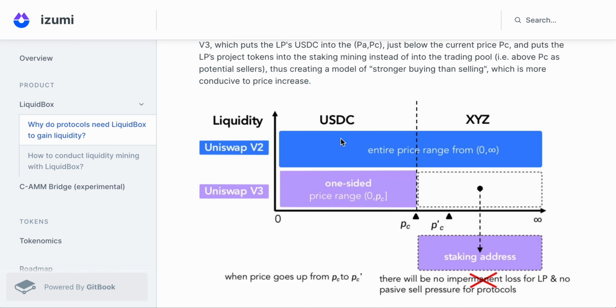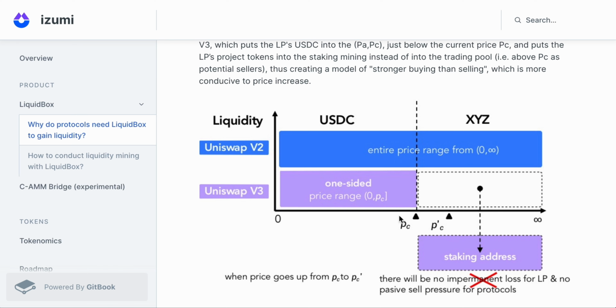In the actual situation, it will also be the stablecoin or mainstream asset that earns transaction fees by putting liquidity on Uniswap V3, because the price volatility of the stablecoin and the mainstream asset will be smaller, so impermanent loss will also be smaller.